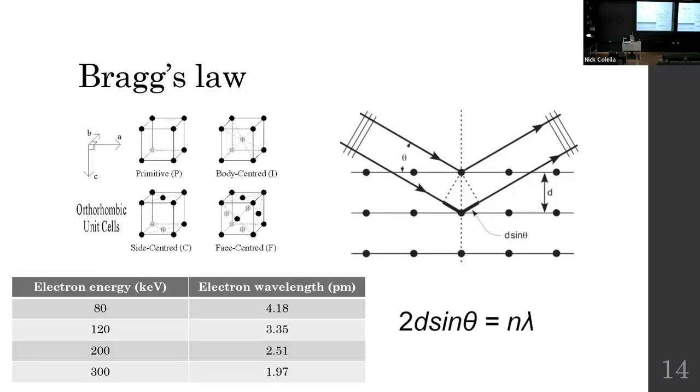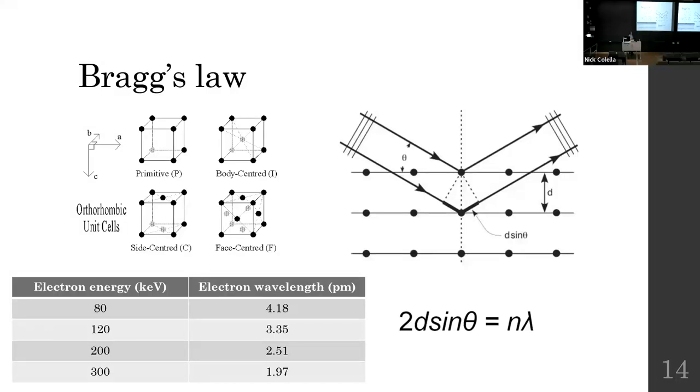So if we've got an ordered sample, and this is a two-dimensional drawing of that, you can have electrons coming in, interacting and scattering with the material and coming out. And if this length here plus this length here is equal to d sine theta, where theta is the angle there, because that's the same as this angle here, and then this is d up here. So you can measure this angle here. In order to get positive interference, you need to meet this criterion, where 2d sine theta is equal to an integer, which is usually 1, times the wavelength. And this we call Bragg's law.